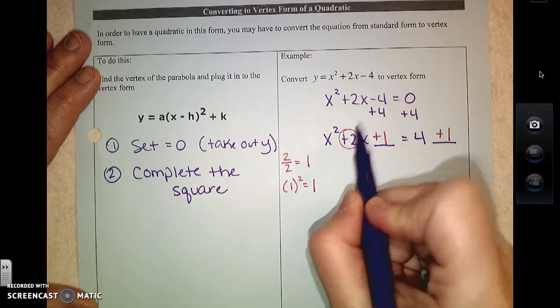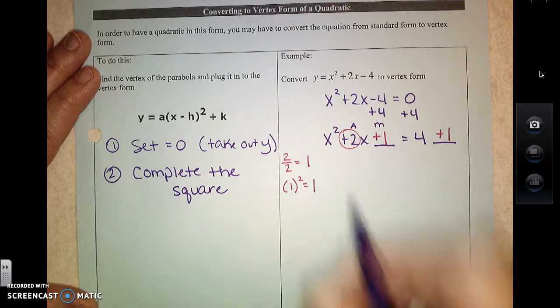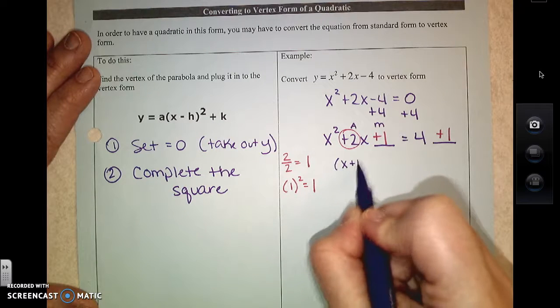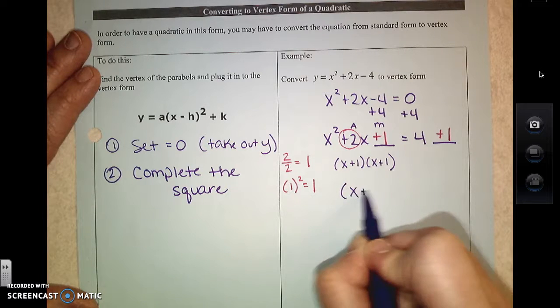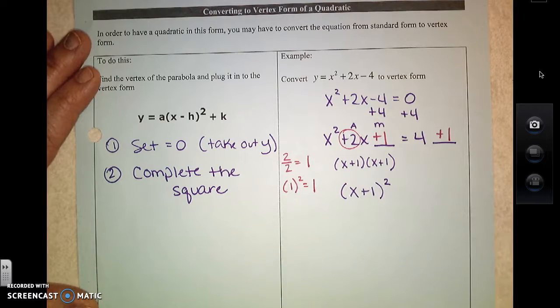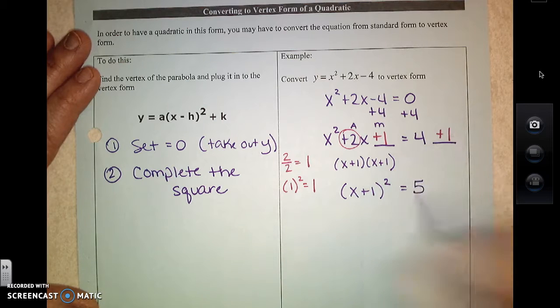Now we factor this. We find two numbers that add to 2 and multiply to 1. And it's 1 and 1. So you can write that, if you need this little step in between, you can write that like this. But hopefully you know by now that that really means x plus 1 squared. And that's equal to 4 plus 1, which is 5.